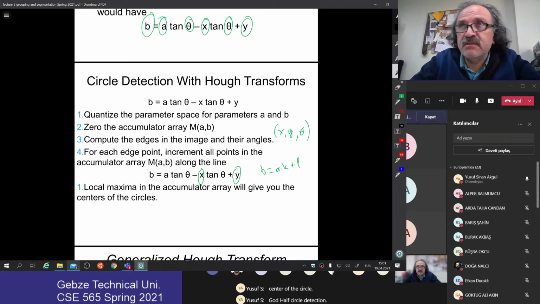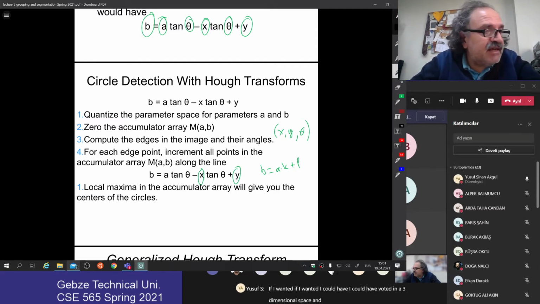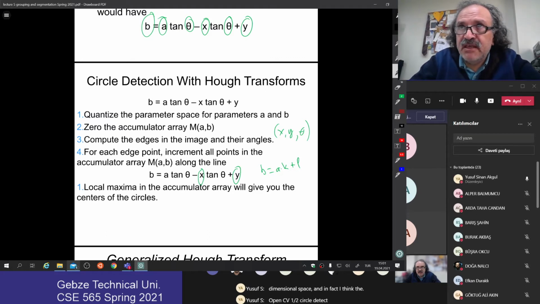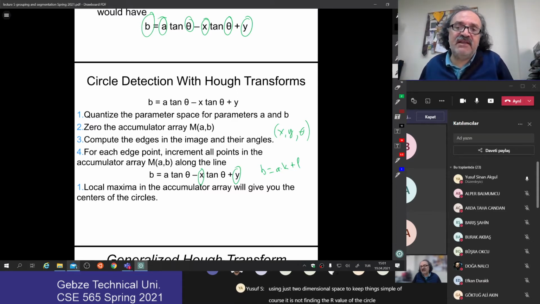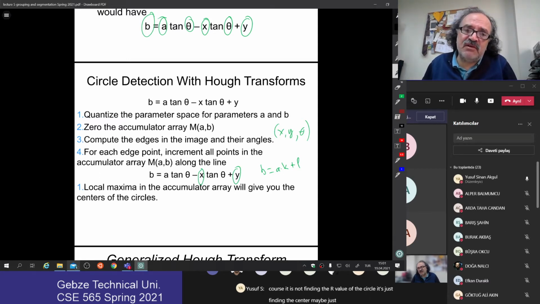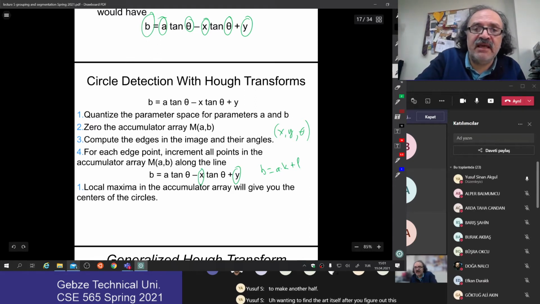Okay? Any questions? If I wanted, I could have voted in three-dimensional space, and in fact, I think the OpenCV Hough circle detect is using the three-dimensional space. I could have done that, but this one is using just two-dimensional space to keep things simple. Of course, it is not finding the R value of the circle. It's just finding the center. After finding the circle center, it is easier to find R, because in that case you are going to make another voting to find the R itself after you figure out this A and B, right?